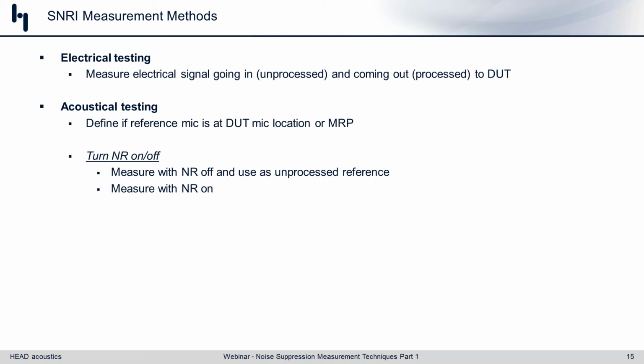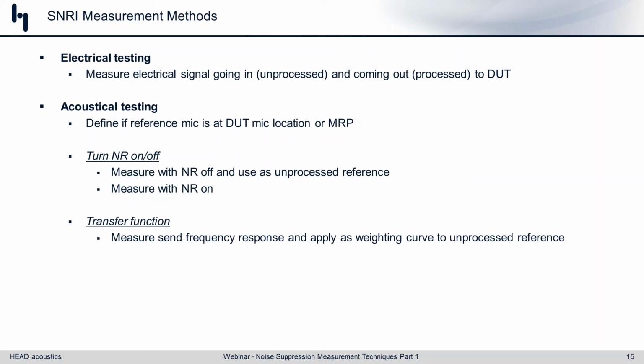So the other way is to use something like a transfer function method, where we measure the send frequency response of the phone, and we apply that as a weighting curve to our unprocessed signal, which, remember, we're capturing with the reference mic. So we're trying to get the phone's characteristics applied to the reference mic.